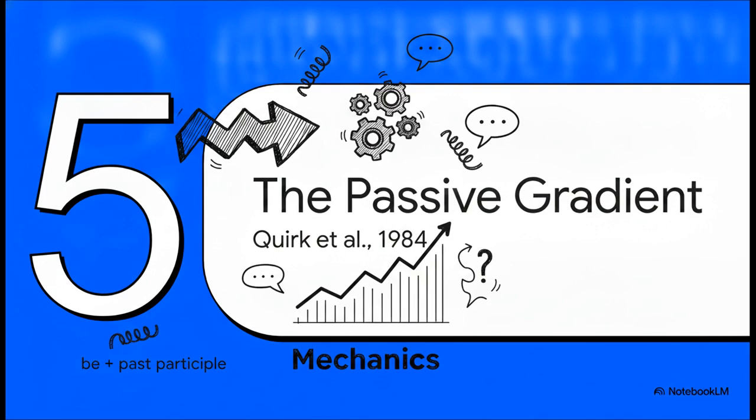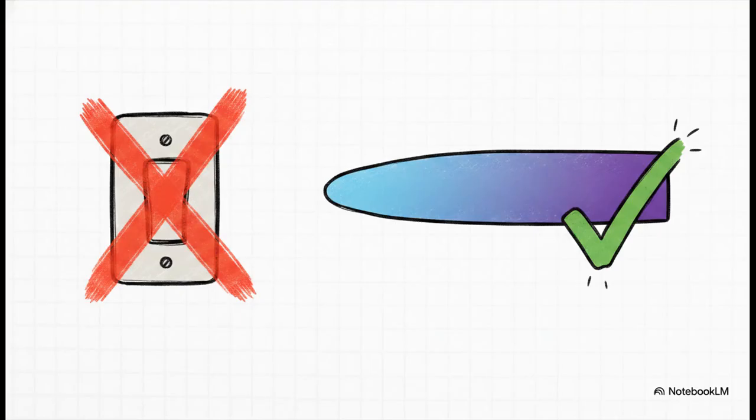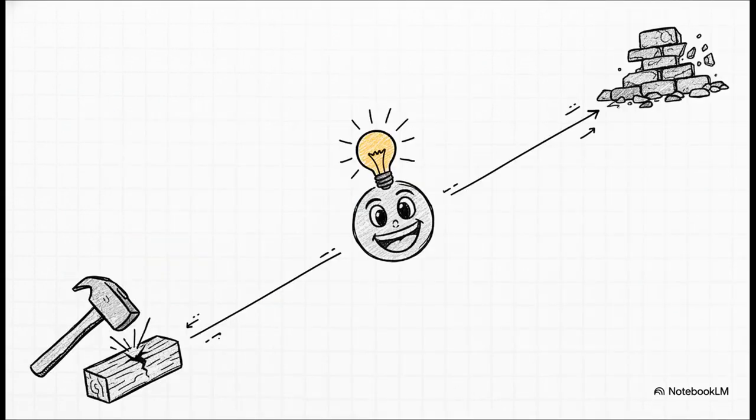This inherent resistance to simple transformation leads us perfectly into Section 5, the passive gradient, which is based on the groundbreaking theories of Quirk and his colleagues. In their comprehensive 1984 grammar, Quirk and his team established that passiveness exists on a distinct gradient. This fundamentally changes how we classify these structures in advanced linguistics. It's not a simple binary switch where a sentence is magically either purely active or purely passive. Instead, it operates on a vast spectrum of grammatical behavior. That gradient systematically breaks down into three distinct levels.